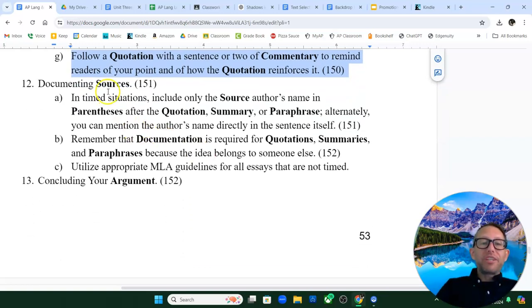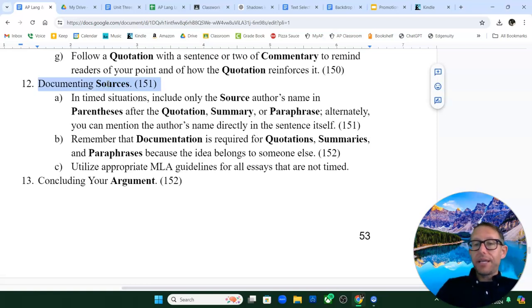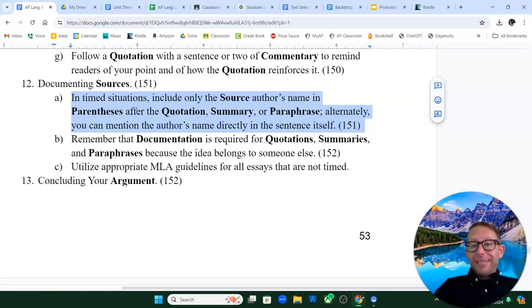Some topics on the subject of documenting those sources, because obviously documentation is an important issue, but it's an important issue in sort of this weird situation, because under normal circumstances, documentation is something that we have a complete freedom to undertake with numerous resources, and we can do so over a long period of time. Well, no, you don't have a long period of time in the AP Lang test, okay? So some caveats that we're going to throw into that concept of documenting sources. In timed situations, such as the AP Lang test, include only the source author's name in parentheses after the quotation, summary, or paraphrase. Alternately, you can mention the author's name directly in the sentence itself.